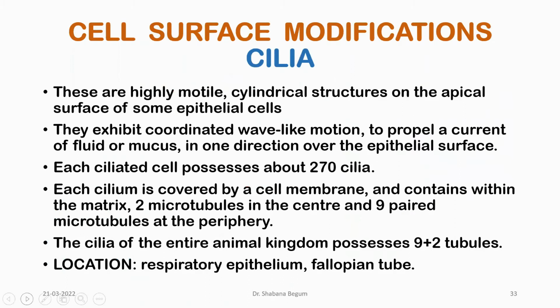The other modification is the presence of cilia. Now, the cilia are highly motile cylindrical structures on the apical surface of the cells, and the cilia are capable of movement. So, all the cilia move in a coordinated fashion to propel a fluid or mucus in one direction over the epithelial surface. Now, each cell possesses about 270 cilia. So where do we find the ciliated epithelium? It is found in the respiratory epithelium, in the fallopian tube.